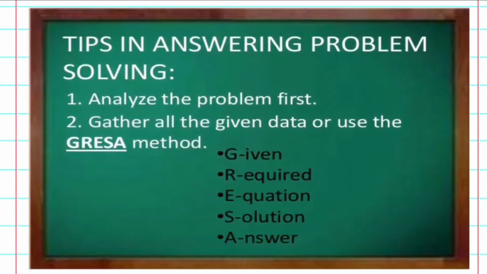Here we have two practical tips in answering problem solving. First, you have to analyze the problem. Second, you have to gather all the data or use the GRESA method. In using the GRESA method, you have to first find the given. Start with the given. Then, followed by R, which is required or unknown. Next is E, or equation or formula. Next is S, solution, and then A for the answer.